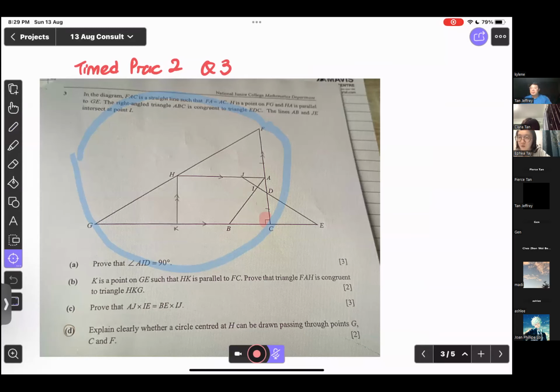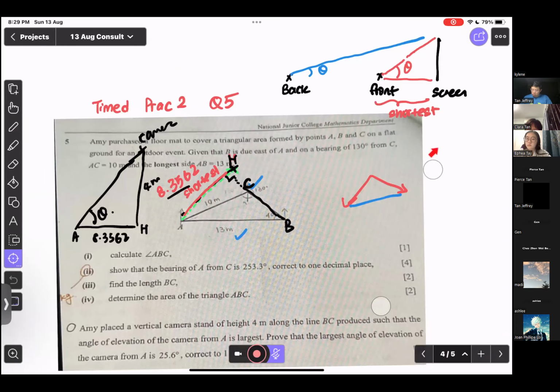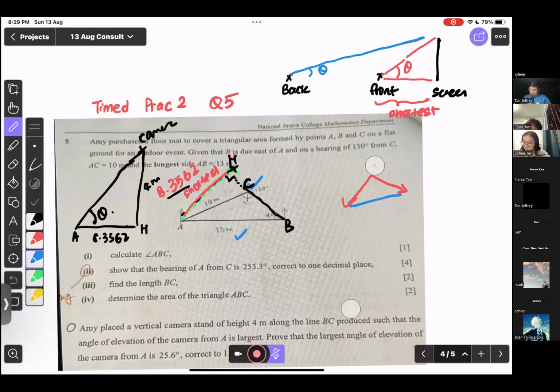So do you just write by converse of right angle in semicircle? Yes. You can just say since a right angle triangle can be drawn past these 3 points, FG will be the diameter, and therefore a circle centered at H is possible to be drawn.